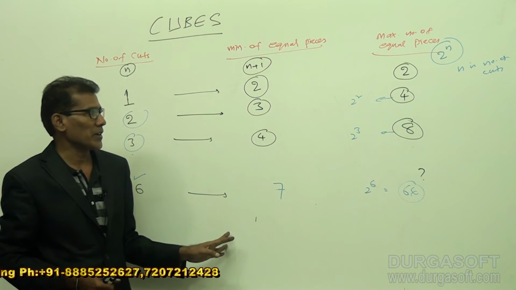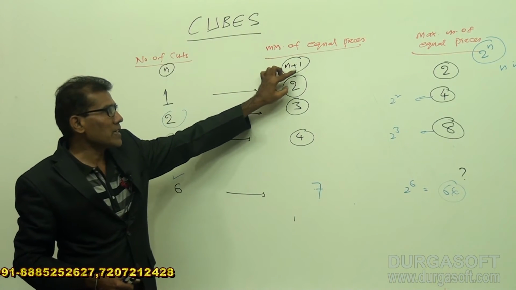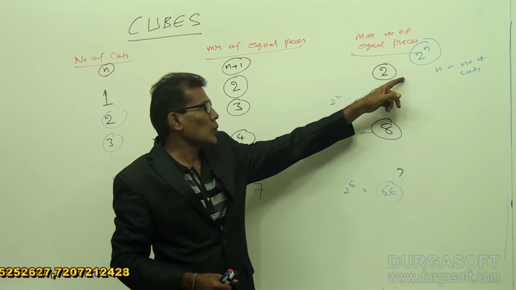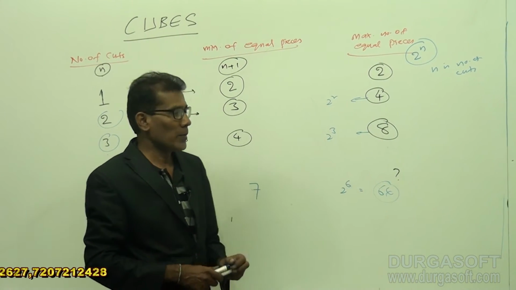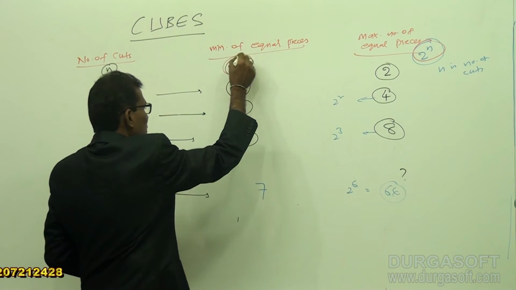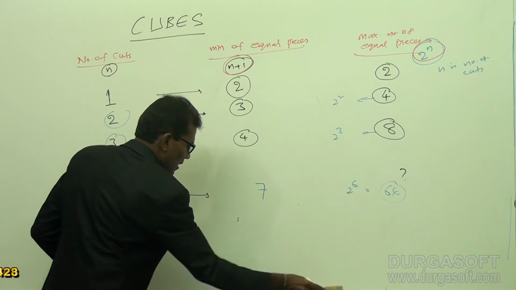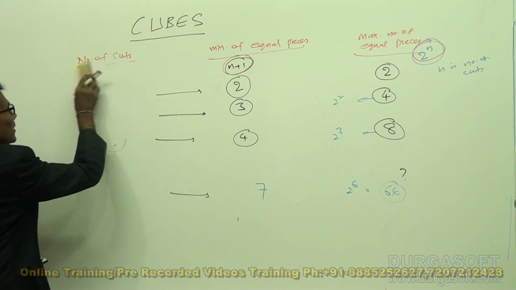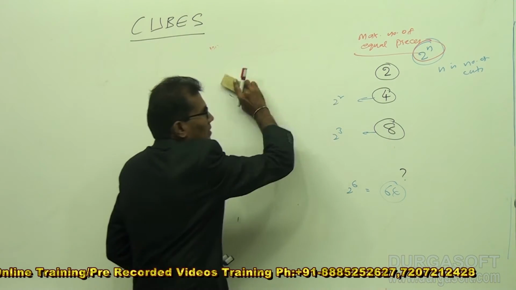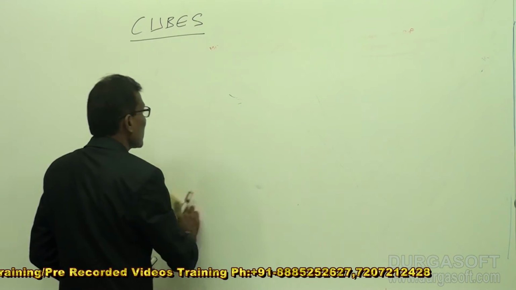This is a very important rule. To find the minimum number of equal pieces, number of cuts plus 1. To get the maximum number of pieces, 2 power number of cuts. By remembering these two, you can give your solution without any confusion in minimum time. This is about the number of pieces when a cube is cut using a number of cuts, and how different questions may be asked.